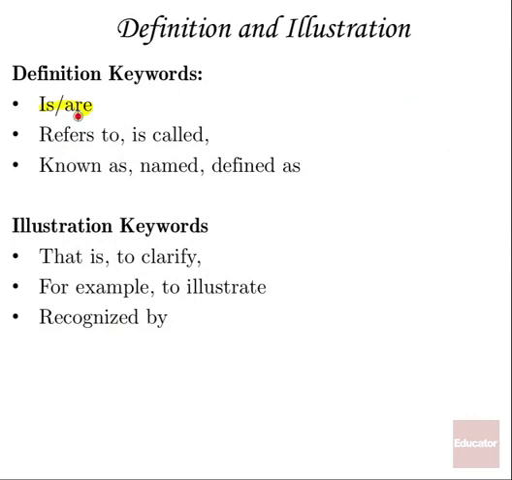So, is or are. Not always a definition keyword, but if it's right at the beginning and it's using a term you've never heard before, chances are is or are is a great example of a definition keyword. Refers to or is called. The triad refers to 3 different notes. So we could also say known as, named, or defined as. It's probably the biggest written in the sky example of a definition keyword.